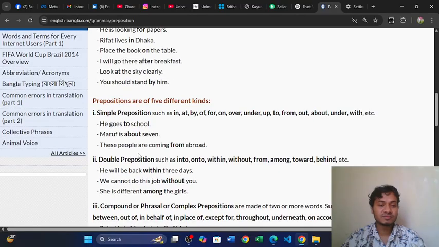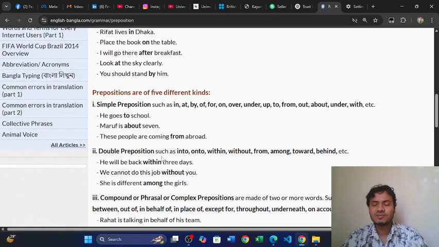Those are all simple prepositions. Let's see double prepositions. Double prepositions are formed when two simple prepositions connect into one word: in and to together make into, also within, without, from among, toward, behind, etc. Those are double prepositions. If I give an example: "He will be back within 3 days." Within 3 days, those 3 days are the object, and within is the preposition.